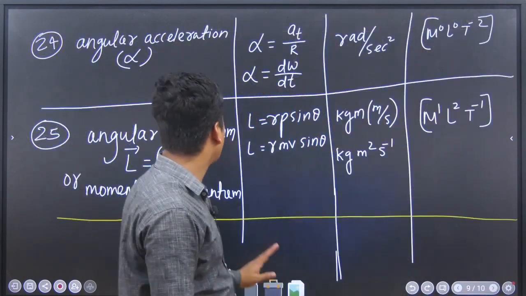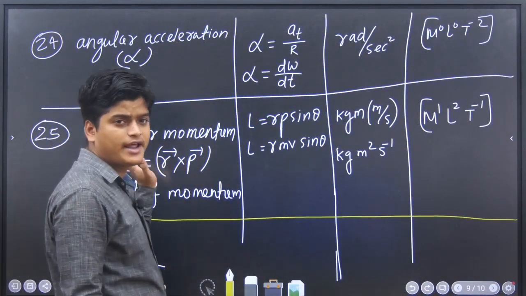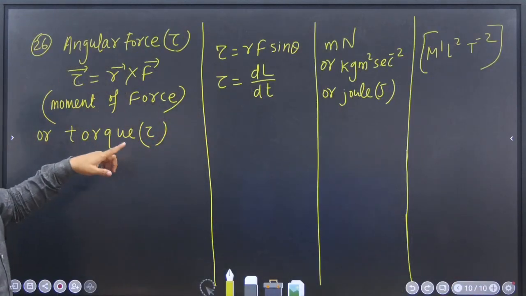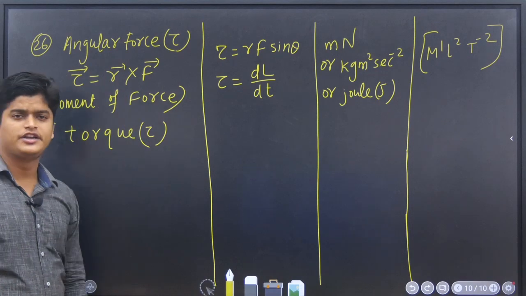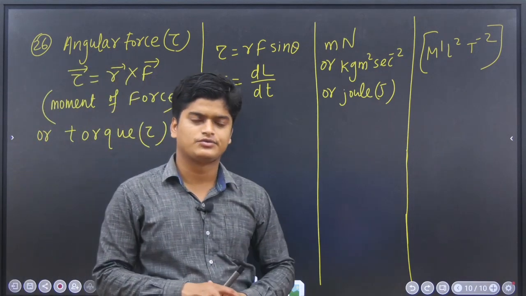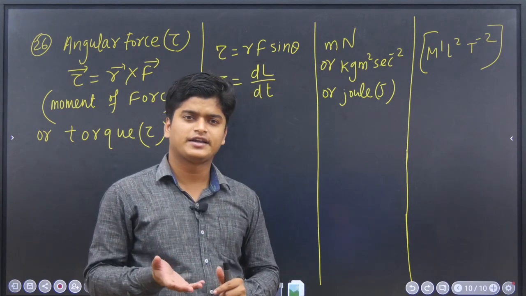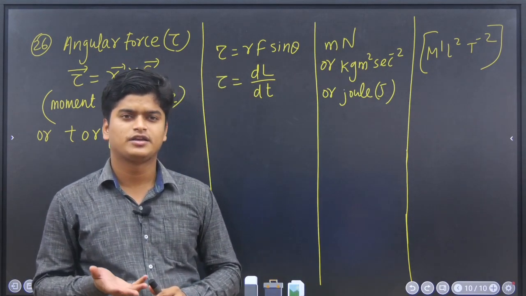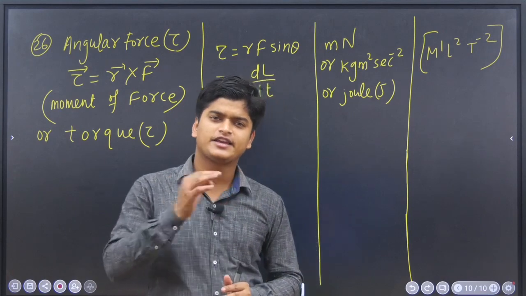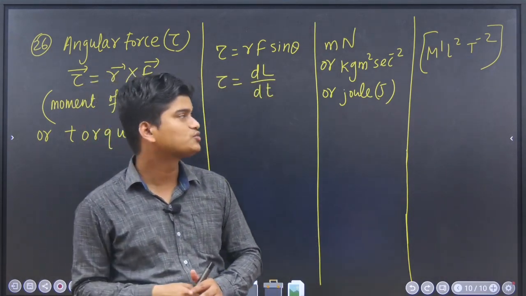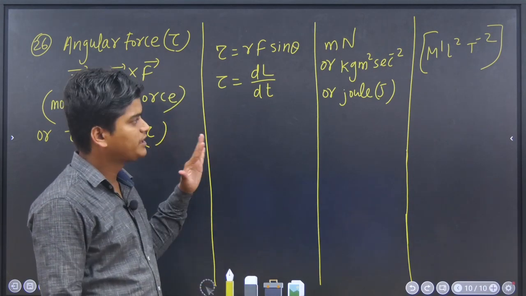Already we know about linear momentum and angular momentum, and about torque, the linear force and angular force SI units. Similarly, rotational kinetic energy unit will be the same as joule. As already discussed, any energy is joule unit or M to the power 1 L to the power 2 T to the power minus 2.